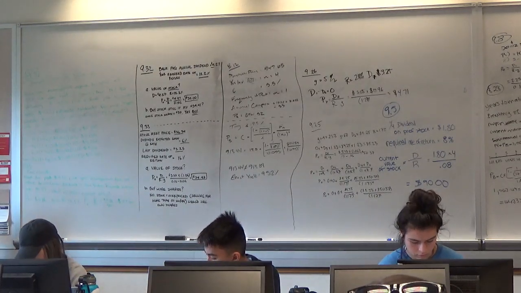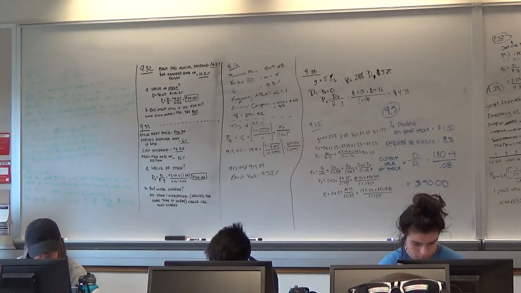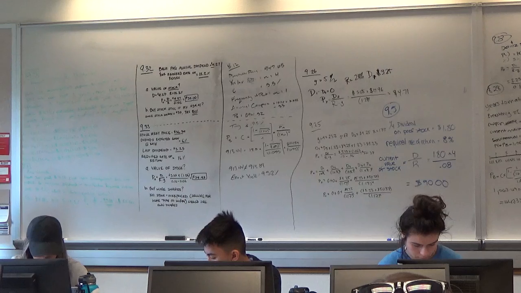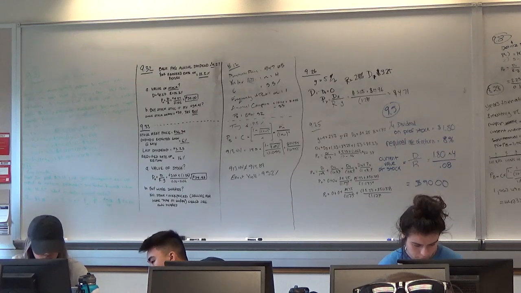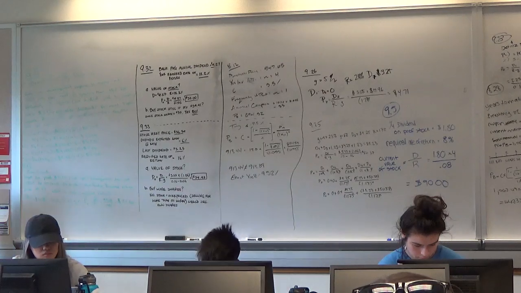Question 9.6 talks about some corporation that paid a dividend of $4.18 last year. It says management doesn't expect to increase the dividend in the near future, and the required return rate is 18.5%, and it wants you to find the stock's current value.